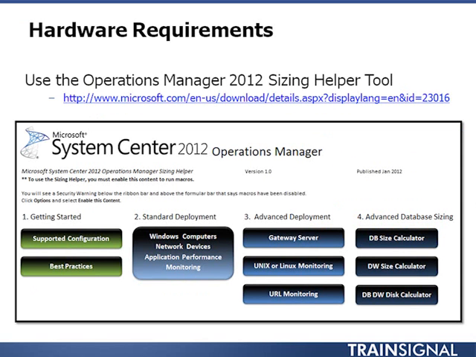In order to help you determine the best hardware requirements for your particular scenario, Microsoft does make available what they call the Operations Manager 2012 Sizing Helper tool. And that's available for download for free at the link you see on your screen. It's an Excel spreadsheet, so make sure you have Excel loaded on whatever system you're going to use this tool on. And we're going to take a look at that tool in just a second.